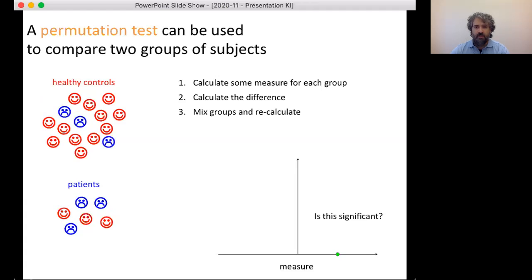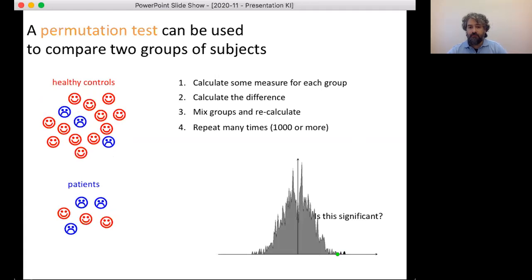Well, we don't know. So what we can do is to use a permutation test where we remix the two groups, you see, like this, and we recalculate the measures for the new mixed groups, calculate the average, and obtain a certain value. And we do this many, many times, typically 10,000. Let's say 1,000 would be the very minimum. More often you do it 10,000 times, and you end up with a histogram. So when you mix patients and controls, you have a histogram like this one.